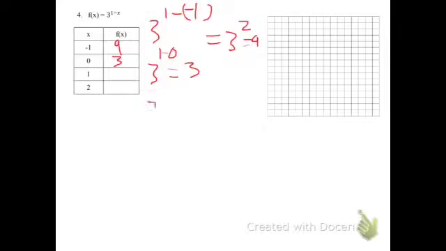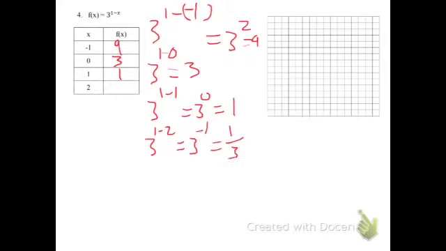And then plug in 1, 3 to the 1 minus 1 power is 3 to the 0. And anything to the 0 power is 1. And then you got 3 to the 1 minus 2. Well, 1 minus 2 is -1, so you got 3 to the -1, which is 1/3. So that'll be our last one there.